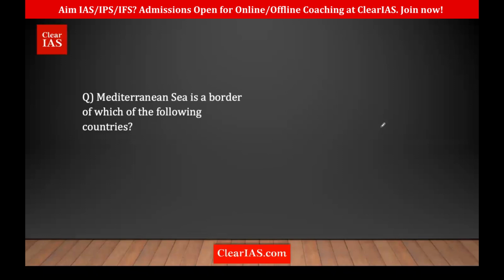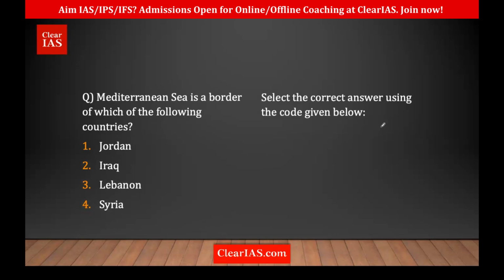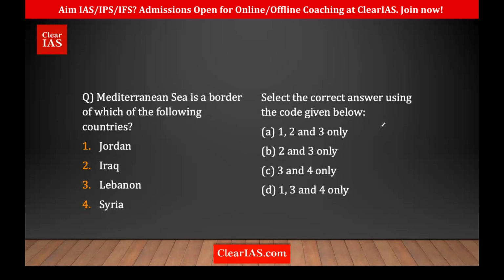Now we'll see a few questions which were asked in previous years. We have: the Mediterranean Sea is a border of which of the following countries? Jordan, Iraq, Lebanon, Syria. Select the correct answer using the code given below. 1, 2, and 3; 2 and 3; 3 and 4; 1, 3, and 4. So the question is, the Mediterranean Sea is a border of which of the following countries?